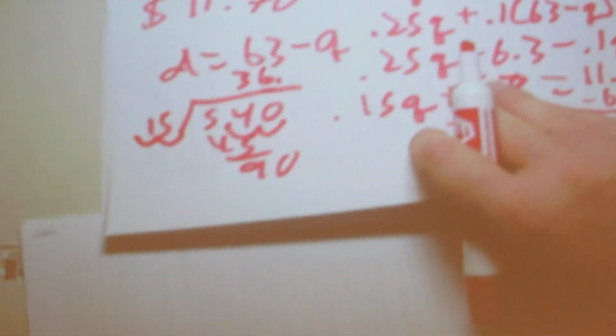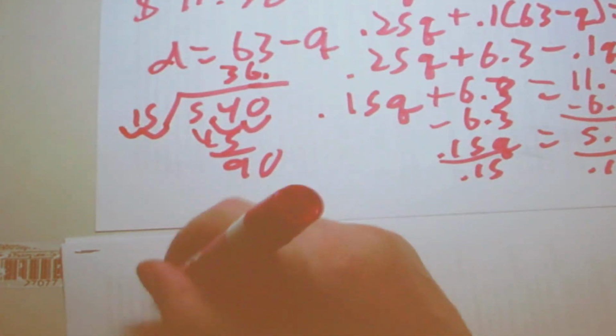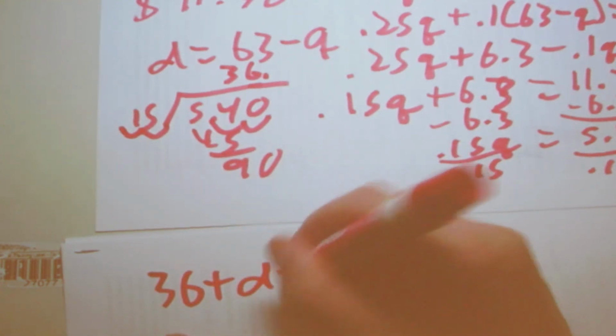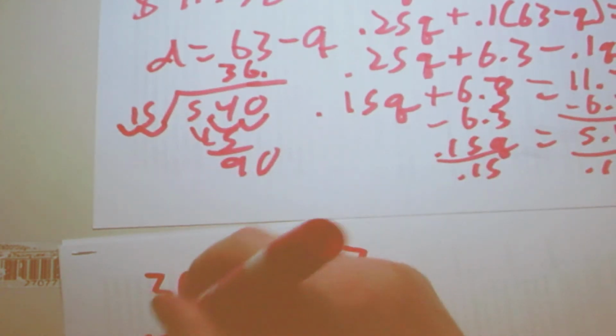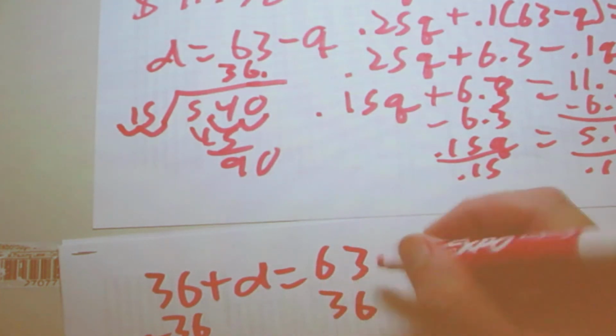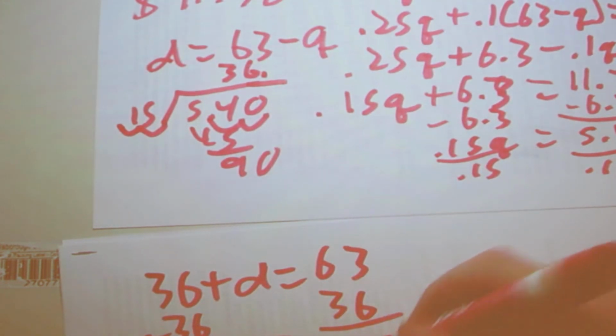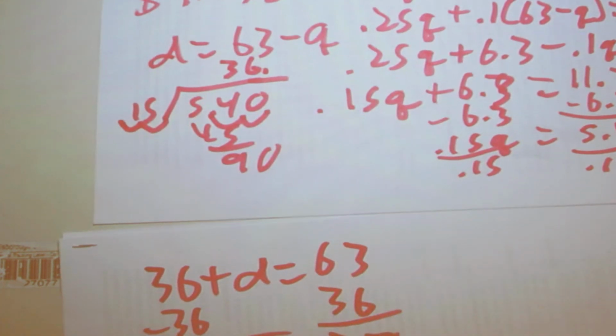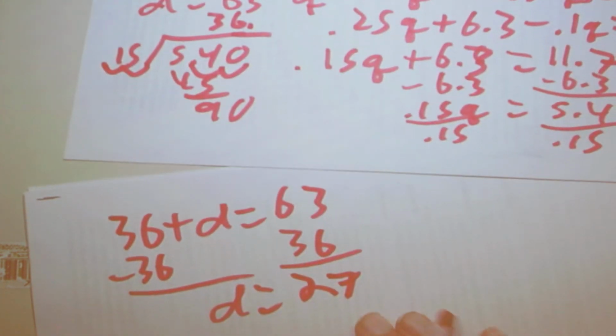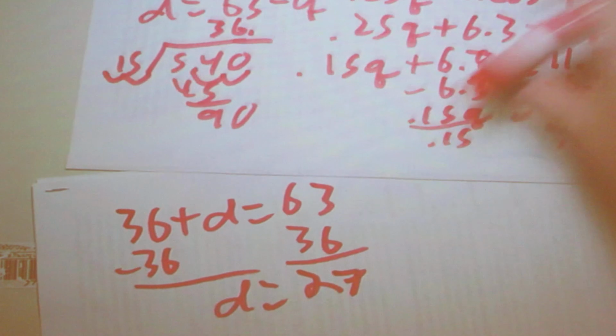36 plus D equals 63. Subtract 36. D will equal 27. That one takes a while, but if you take it step by step, you'll be able to get it.